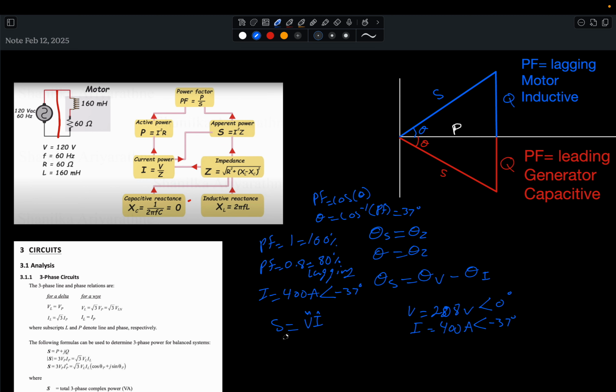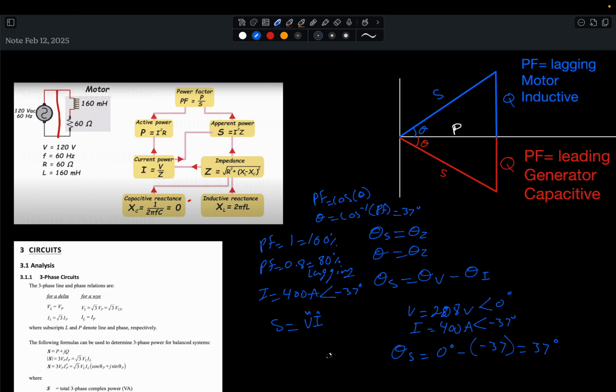So to solve for S, you would have to take this into consideration. But to be mindful though, for your theta S, you have to look back at this equation. So just given this right here, you know for a fact that theta S is going to be 0 degrees minus negative 37, which comes out to be 37 degrees.